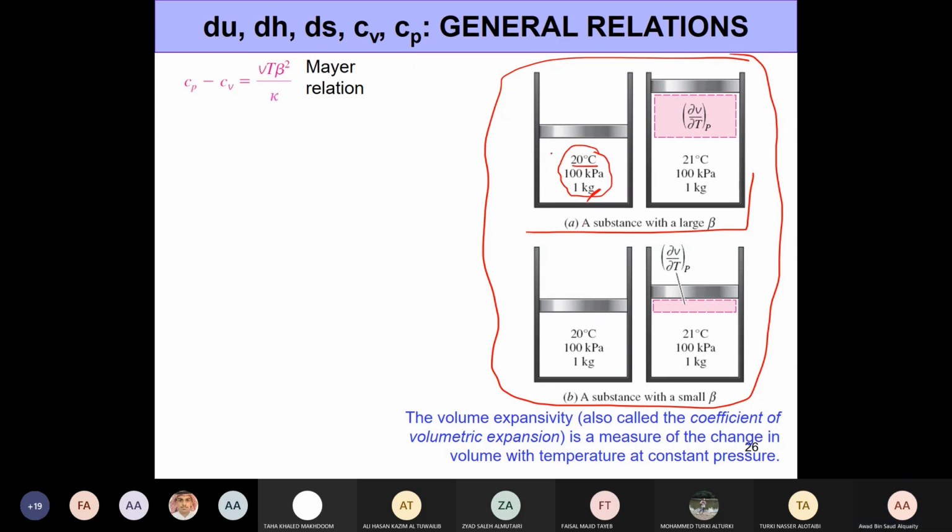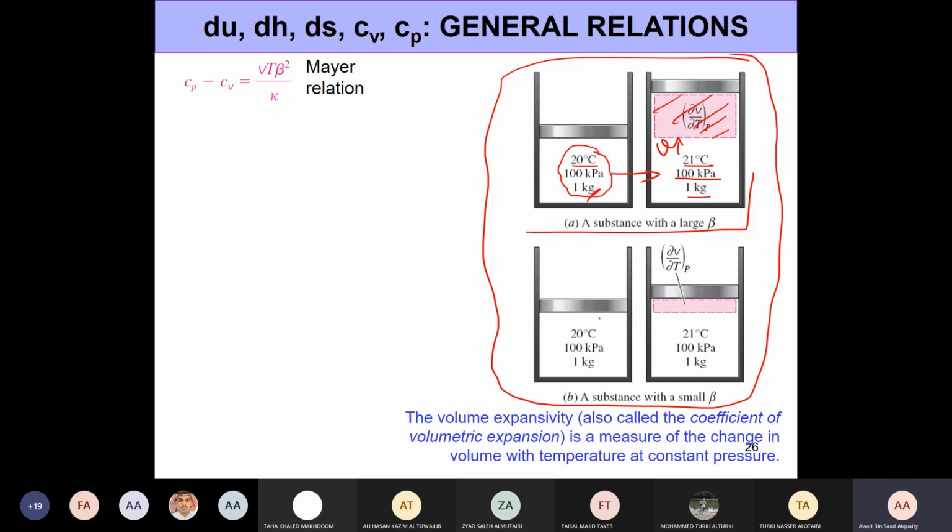We heat it up, and the temperature increases by 1 degree Celsius, keeping the pressure constant. This is why you have a piston cylinder assembly. And it's a closed system, so the mass remains the same. As you heat it up, we know the specific volume is going to increase. The increase in specific volume is what's shown in this shaded pink color here.